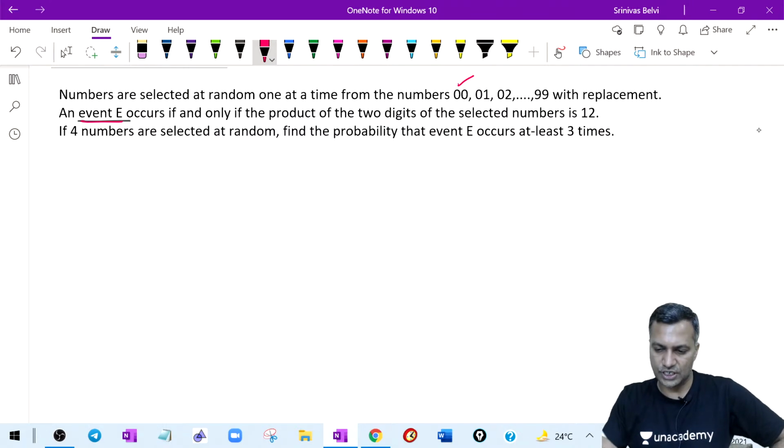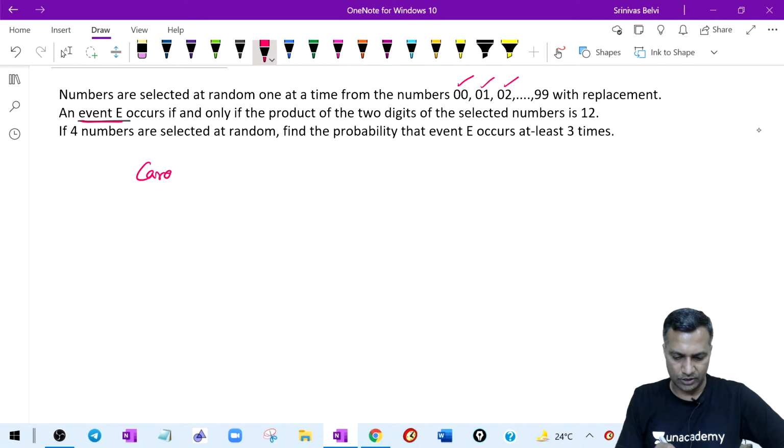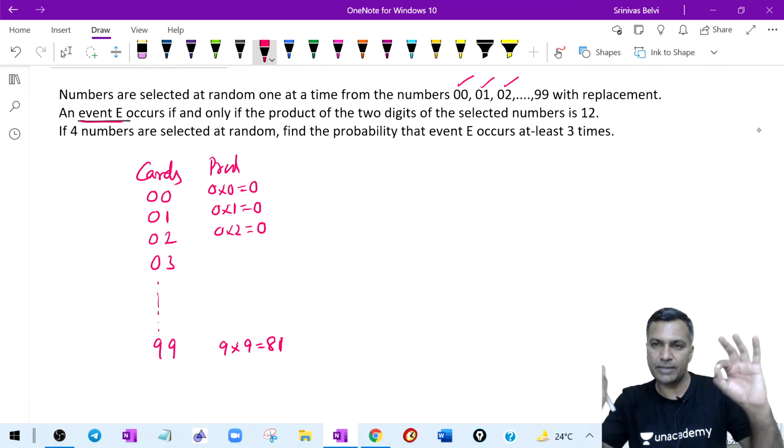One card is 00, another card is 01, another card is 02. Guys, these are the cards. All right, what are the cards? Each card is a 2-digit code, 01, 02, 03, like this up to 99. These are the cards. What is the product of the numbers on the cards? 0 into 0, 0; 0 into 1, 0; 0 into 2, 0. Like this, the last card I can write as 9 into 9, 81. This is what you mean by product of the digits on the cards.